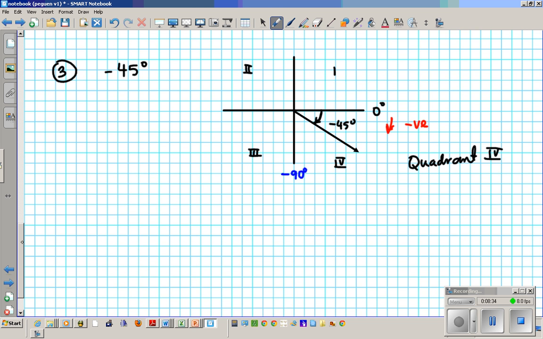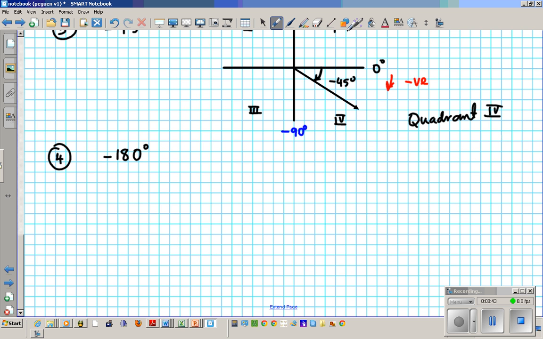Example number 4. What if we have negative 180 degrees? Okay? So how do we do this? Make a coordinate system.